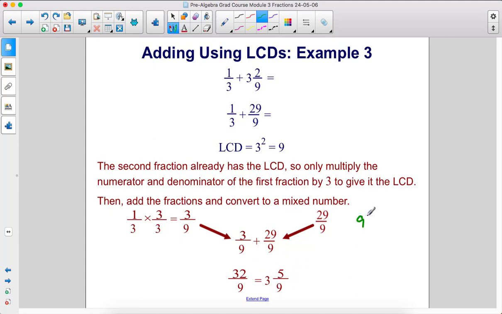So 9 goes into 32 3 times. 3 times 9 is 27, giving us a remainder of 5. And then you just put that 5 over the original denominator, so 3 5/9.